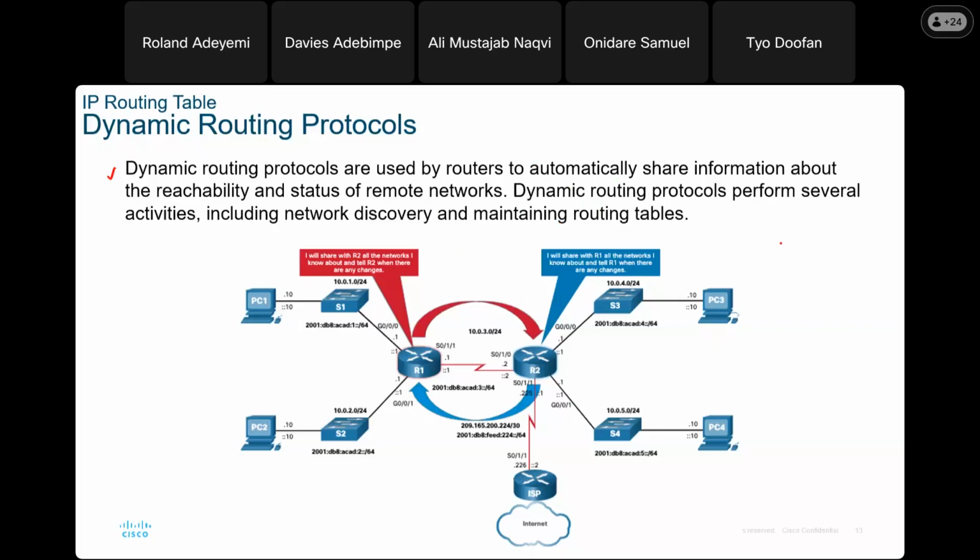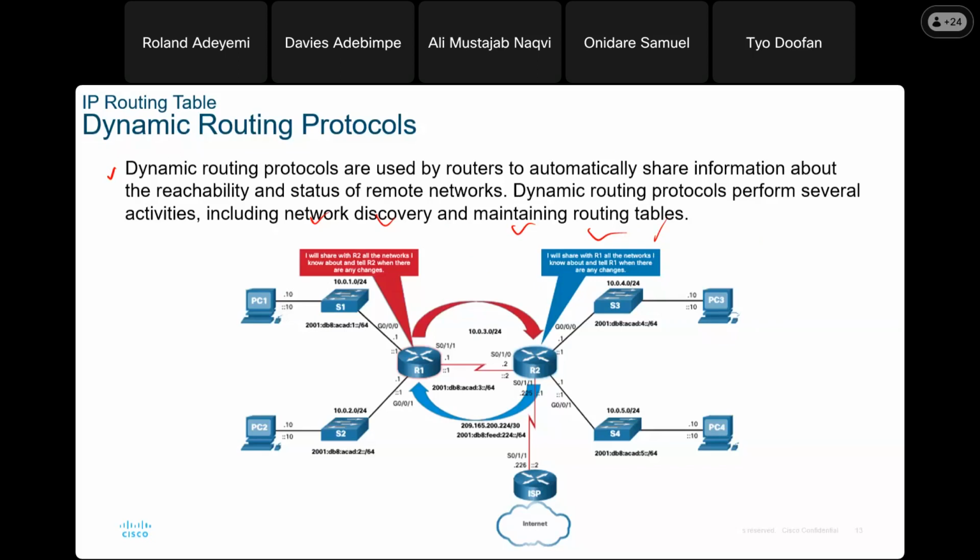Dynamic routing protocols perform several activities, including network discovery and maintaining the routing table automatically. You just set it up and leave it there. They keep on updating the routing table. Updating could mean removing a network or adding back a network, depending on what is happening. And what about network discovery? They automatically discover their neighbors, directly connected neighbors. They discover and they can exchange information about remote networks. So it doesn't matter the number of routers you have on your network. The moment you throw dynamic routing protocols at them like this, they will sort themselves out.